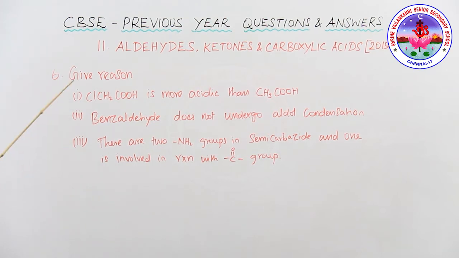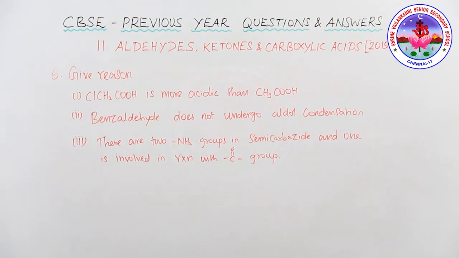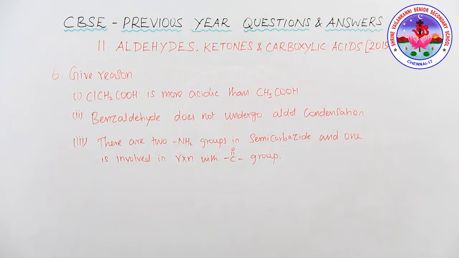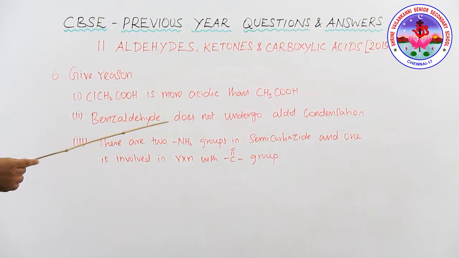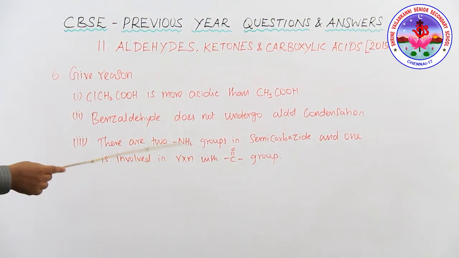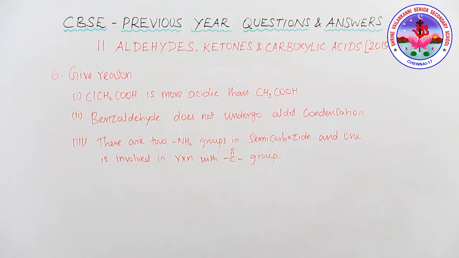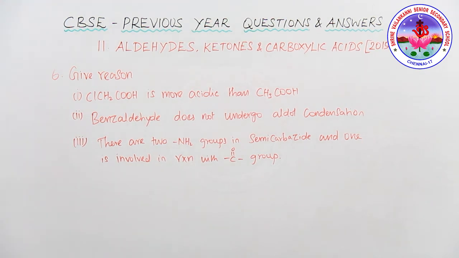So you have to write: benzaldehyde does not have alpha hydrogen. So this is the answer. Then the third: there are two NH2 groups in semicarbazide and only one is involved in the reaction with the carbonyl group. Why? What is the reason? Here the NH2 group is attached to a C=O, which has double bond character. So that is the reason.